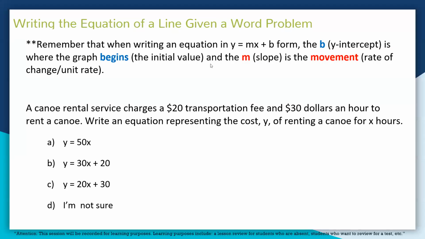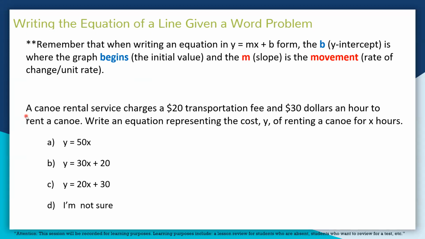All right, this one here is multiple choice. So after we read through this, I highly encourage you to pause the video, see if you can pick the answer, and then resume the video to check yourself and see if you got it correct. So up here at the top is just that reminder from the first slide, remembering that we are doing it in slope-intercept form. B is your initial value. M is your rate of change or unit rate.